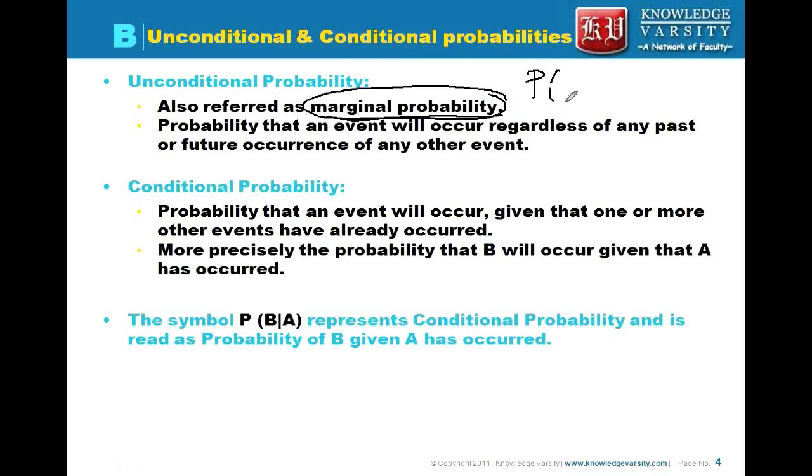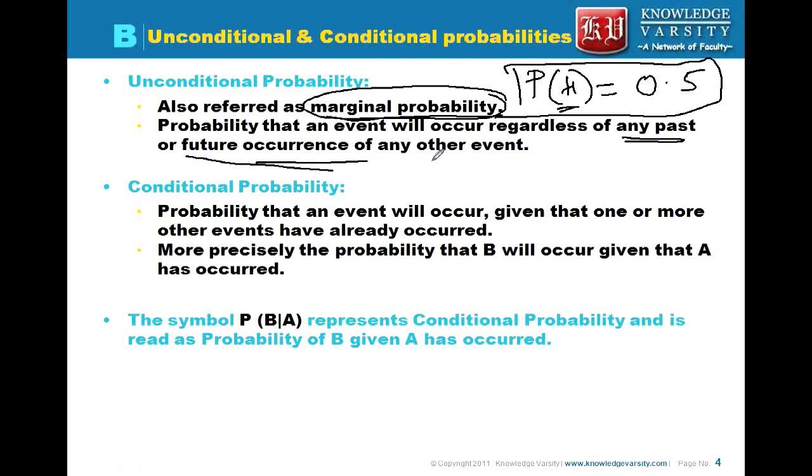Marginal probability means the probability of something happening. What is the probability of a head coming when you throw a coin? The probability of a head coming is 0.5. So that is unconditional. It means it is not dependent on any other event. We have been taking the case of a fair coin, and either it will come as head or tail. There are only two possible outcomes, both with the same probability of half and half. So unconditional probability is regardless of any past or future occurrence of any other event.